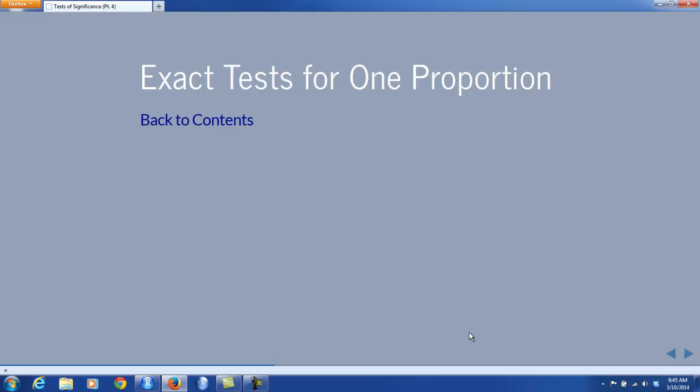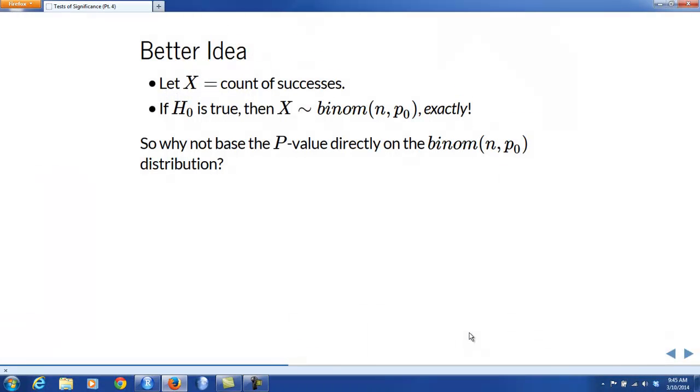But still, all this talk about exact binomial distributions gives us an idea about a possibly better test for one proportion. Let's think about this better idea. Again, let X be the count of successes.